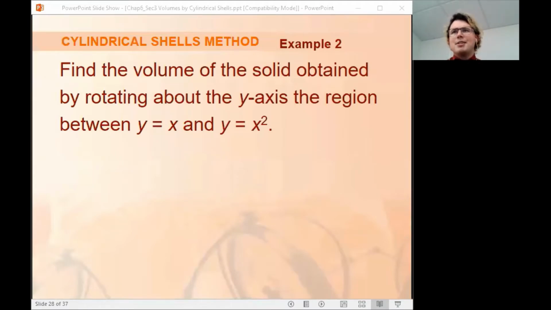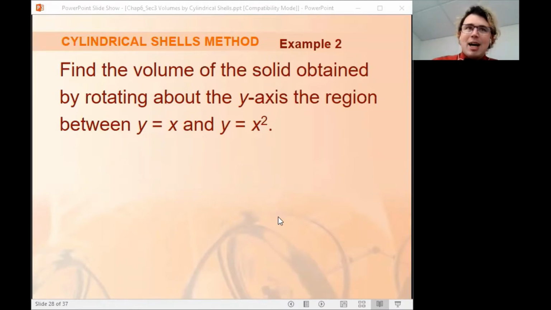Let's try another one of these, and I'll tone down the silliness this time. Find the volume of the solid obtained by rotating about the x-axis the region between y equals x and y equals x squared. Gosh, is that a mouthful.